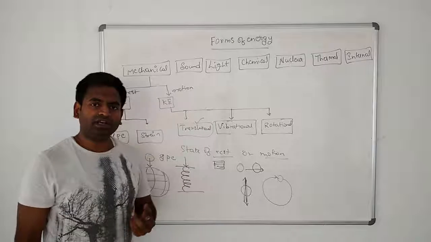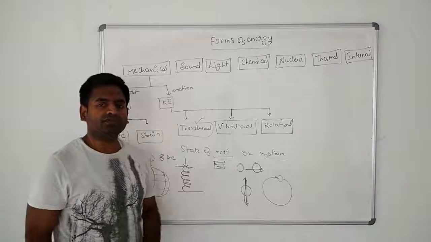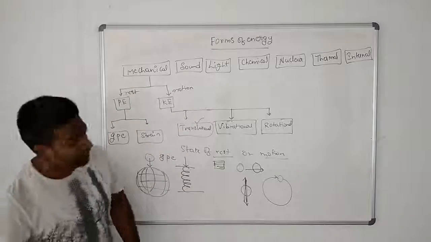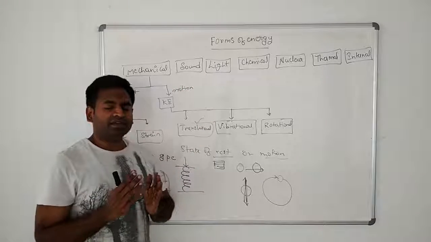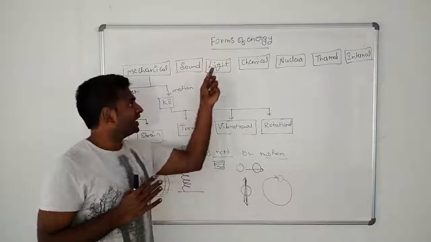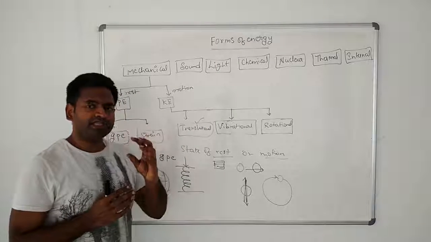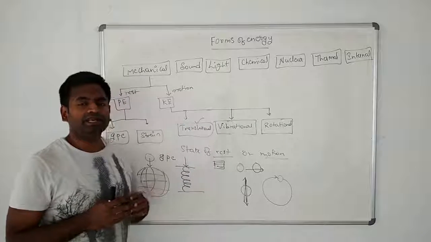Light is also a form of energy. Of course, light is also a form of energy. Light waves have energy, so they can do work. So the energy contained in a light wave is called light energy.